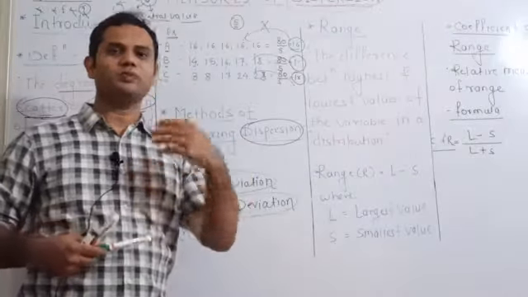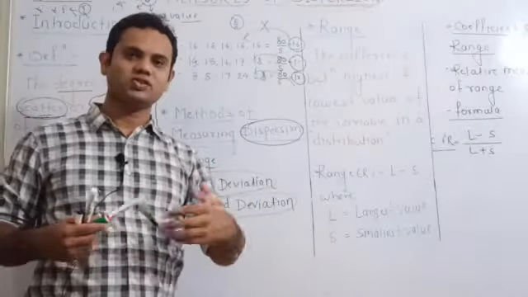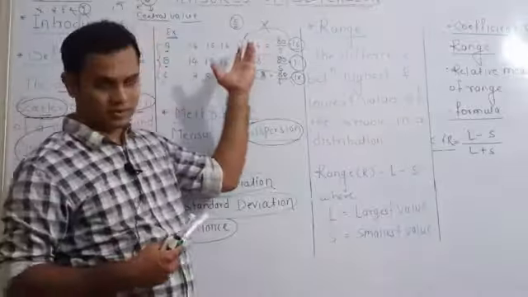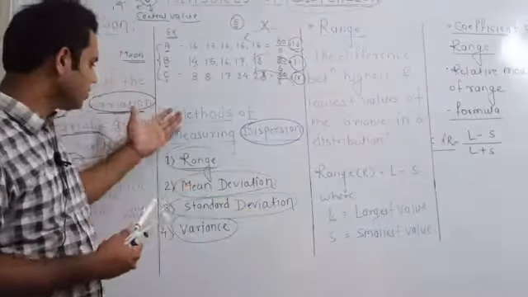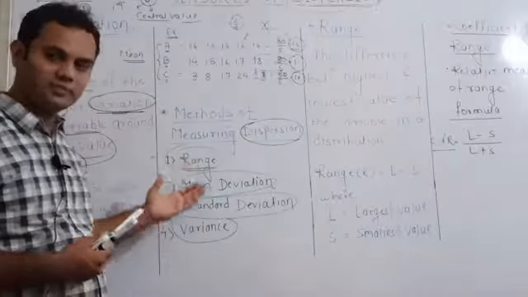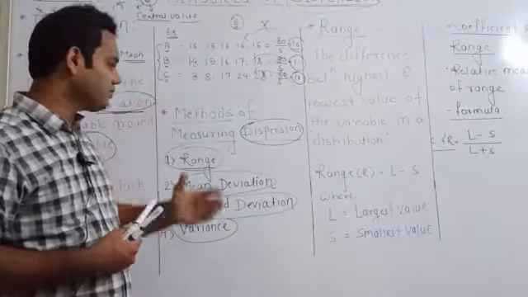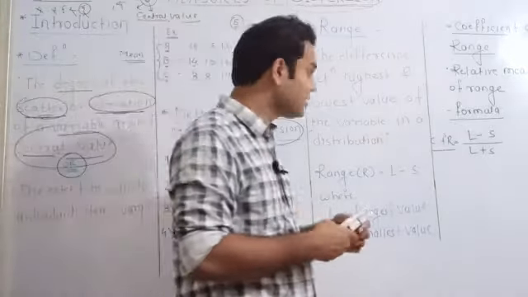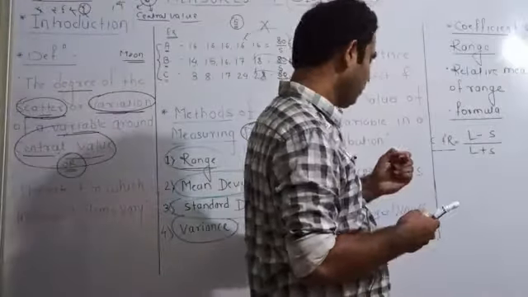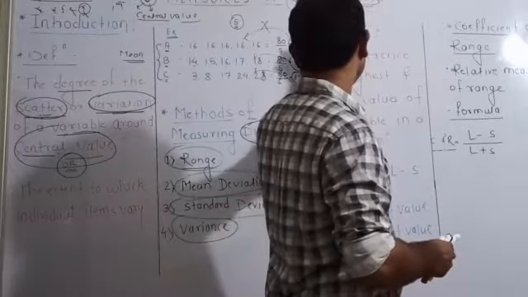Disperse means what? To spread. Okay, to disperse means to spread. So its dictionary meaning also suggests the same thing. Okay, so these are the four different types of methods by which we can measure dispersion. Out of that, in this lecture we will study the first method, that is range.